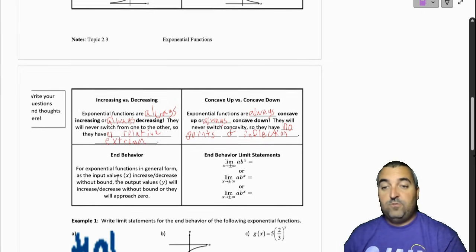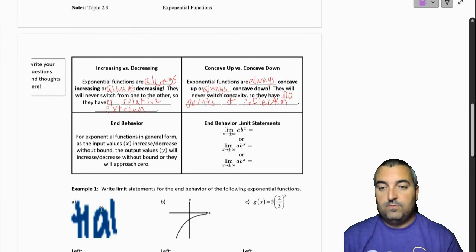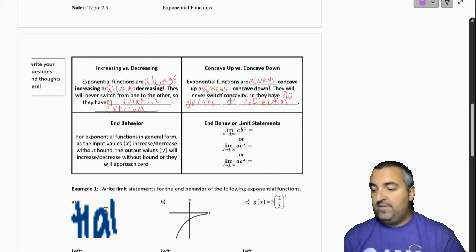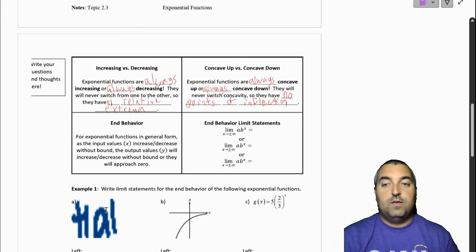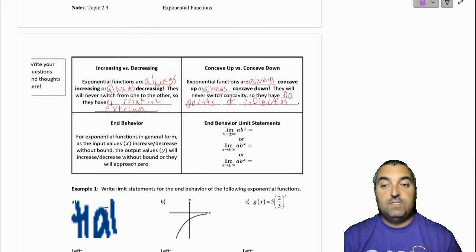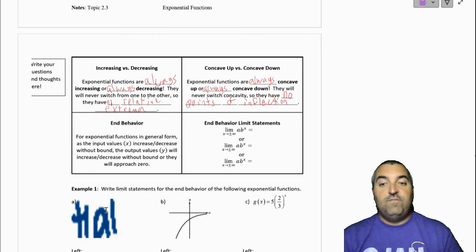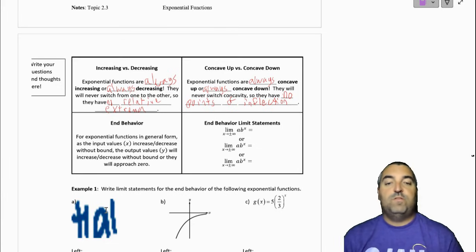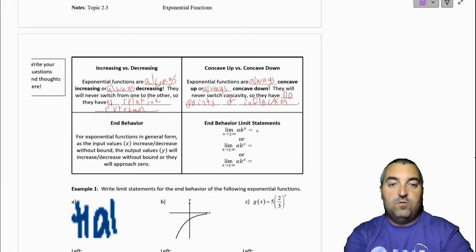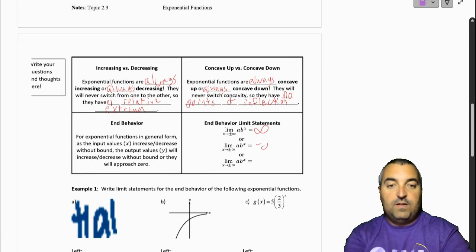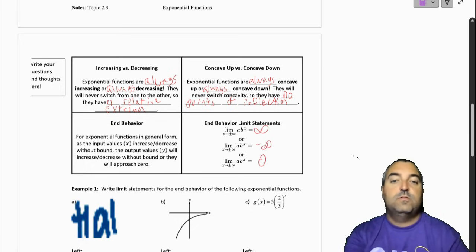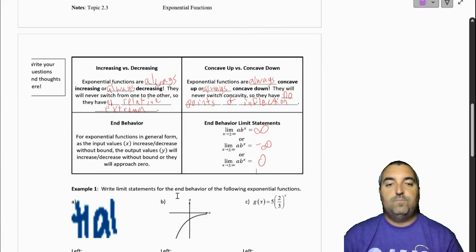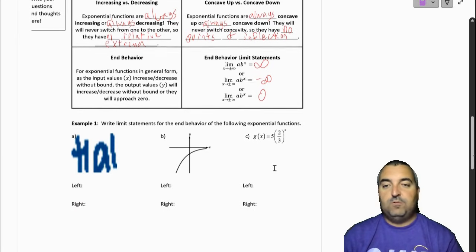As far as their end behavior goes, you are either increasing or decreasing without bound. For the x values, just like always, because that's how we say end behavior, the y values will either increase or decrease without bound, or they will approach 0 for this general format. Okay, so you're either going to have they go to infinity, negative infinity, or they're going to go to a specific 0. And we'll kind of see examples here.